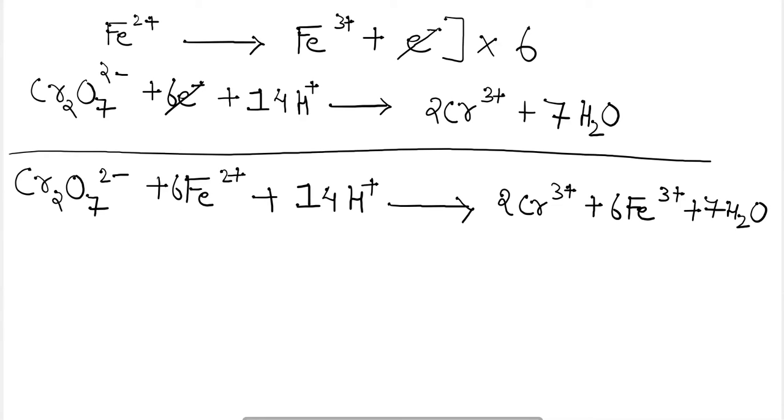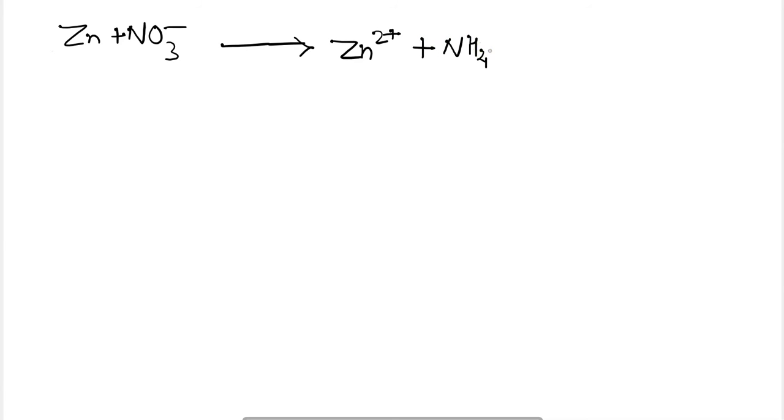Now taking one more example, we will balance that equation. So here Zn plus NO3- gives Zn2+ plus NH4+, which is taken in a basic medium. This reaction is carried out in a basic medium. So a little change occurs here in the case of basic medium compared to the case of acidic medium. So here we are going to solve this equation for the basic medium.